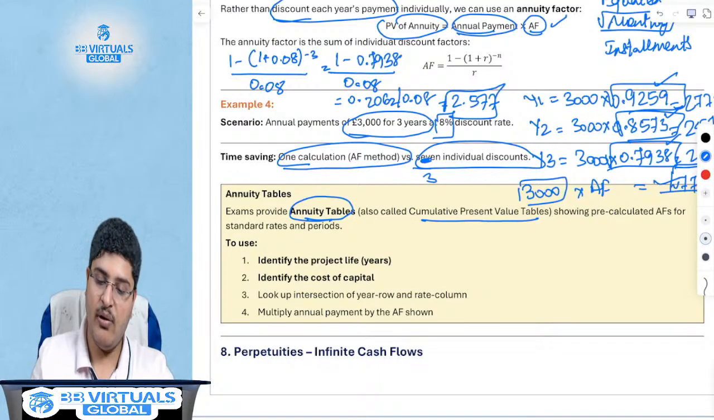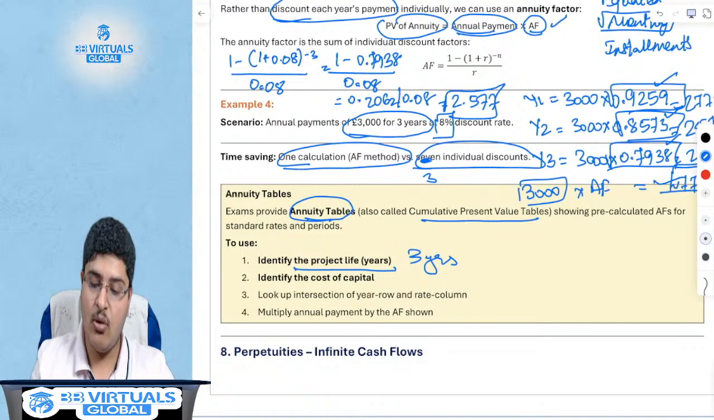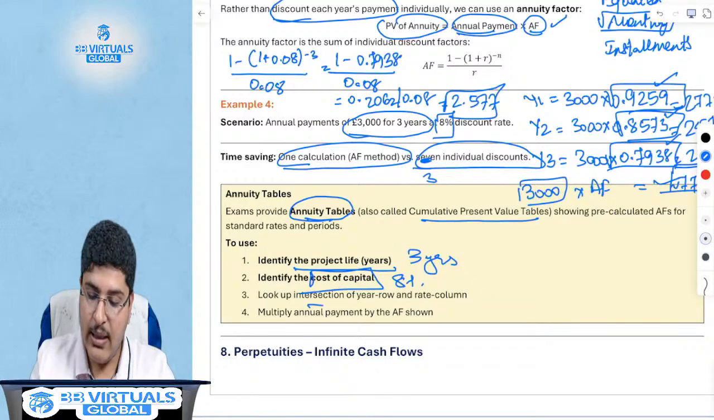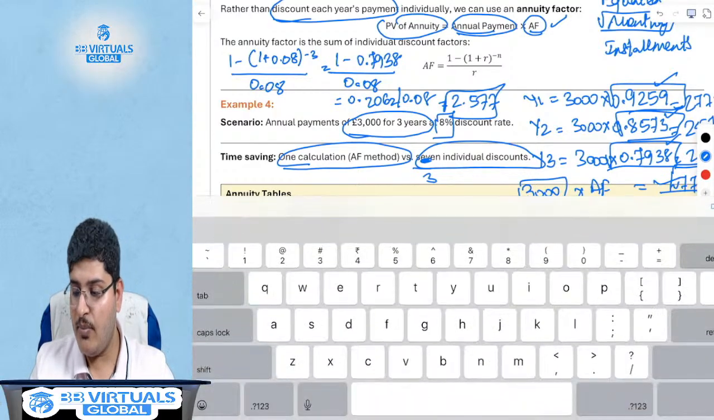How do you have to use it? You have to identify the project life. What is the project life? It is 3 years for us. What is the cost of capital? The cost of capital is 8%. Now you look at the intersection of the year row and the rate column.